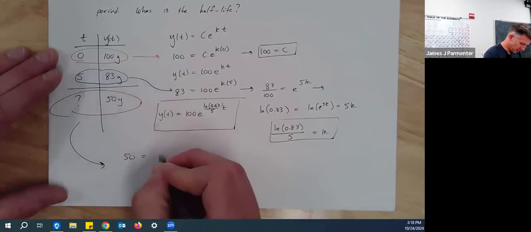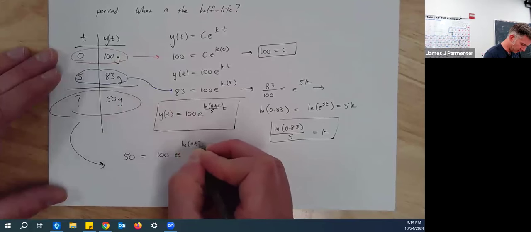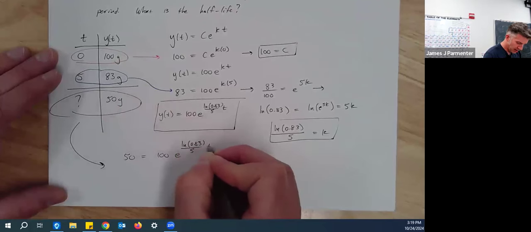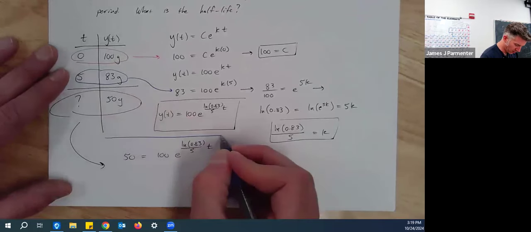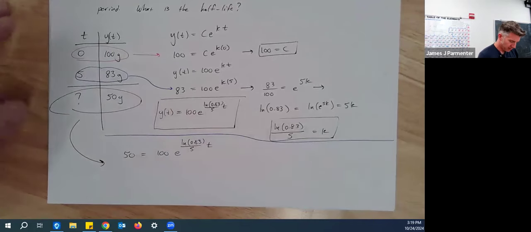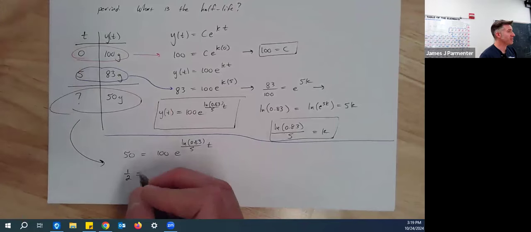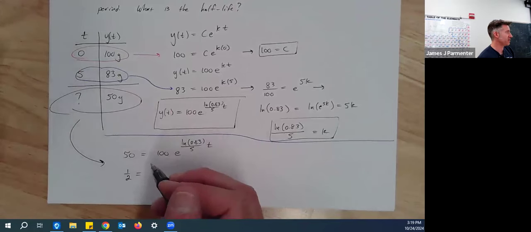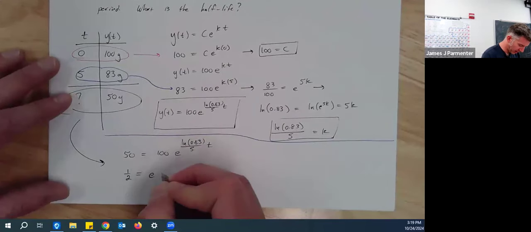50 equals 100 e to the natural log of 0.83 over 5 times t. And this process is very similar to what we just did solving for k. You divide both sides by the coefficient here. The 50 over 100 is a half. Not surprising that we get a half on the left side of this equation when we're finding the half-life. It would be surprising if we got anything else.